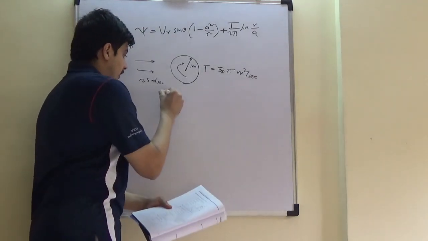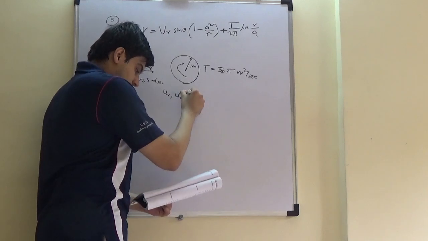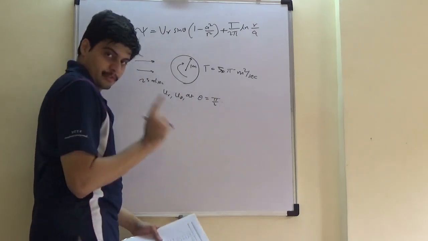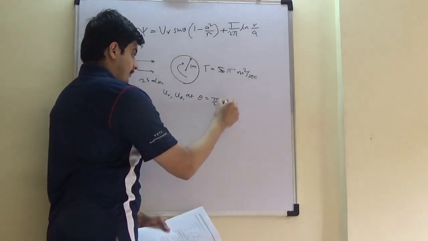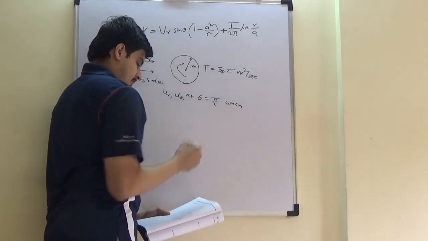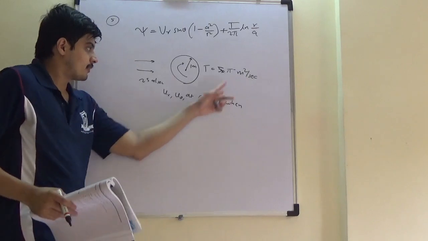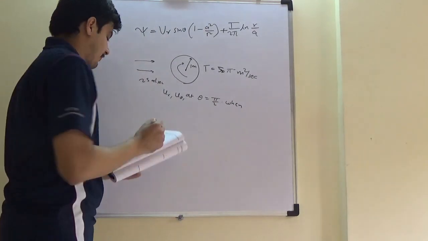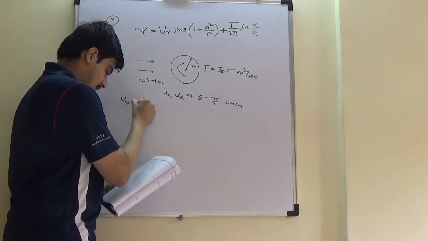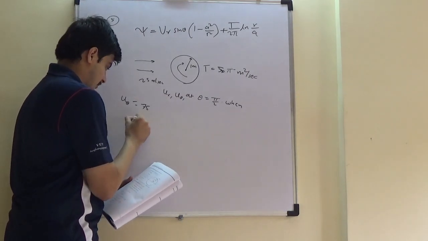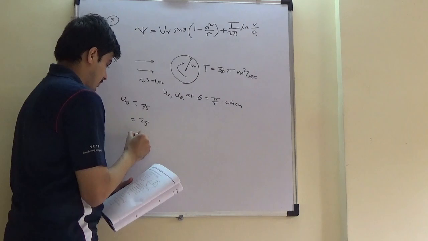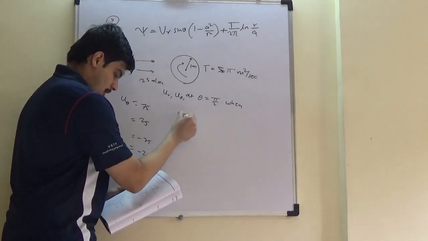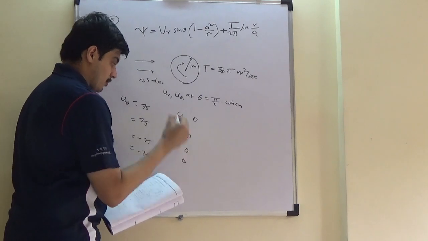Now we have been asked to find the value of u theta at theta equal to pi by 2, when we have these numbers, and we have been given a set of options. U theta is 75, 25, minus 75, minus 25, and UR is 0, 0, 0, 0.